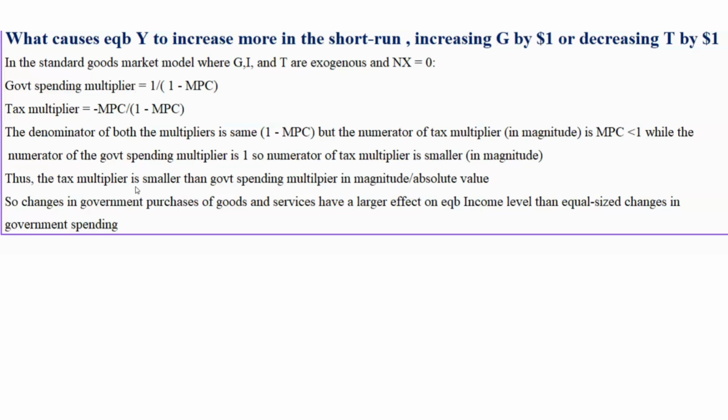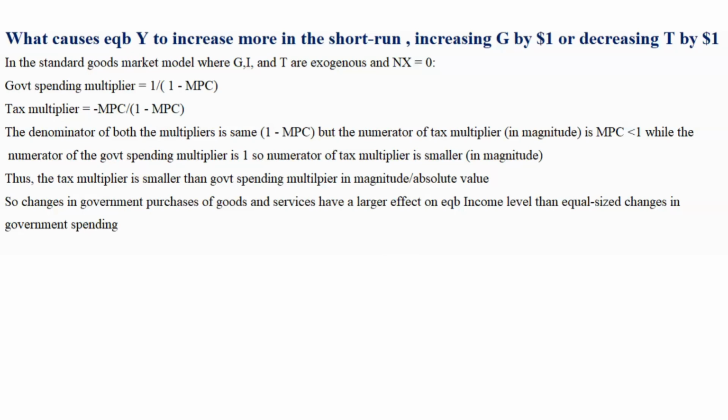So changes in government spending have a larger effect on equilibrium income level than equal size changes in, sorry, this should not be government spending, than equal size changes in taxes. So there should be taxes over here. Changes in government purchases have a larger effect on equilibrium income level than equal size changes in taxes. This was a pure mathematical answer that we got. Why would equilibrium output increase more due to changes in G than equal changes in T?